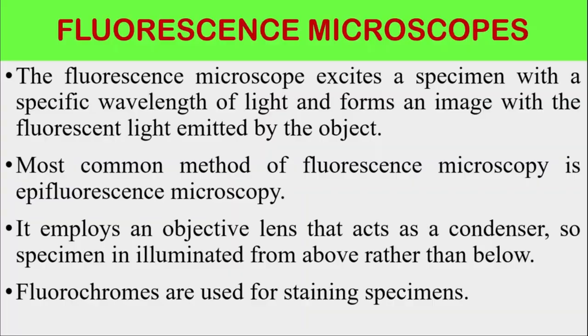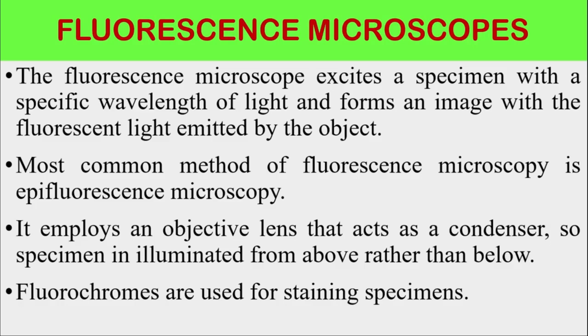Fluorescent microscopes. What is fluorescent microscope? The fluorescent microscope excites a specimen with a specific wavelength of light and forms an image with the fluorescent light emitted by that particular object. Most common method of fluorescent microscopy is epifluorescence microscopy. What is epifluorescence microscopy? It employs an objective lens that acts as a condenser. So, specimen is illuminated from above rather than below. That is a peculiarity of epifluorescence microscopy.